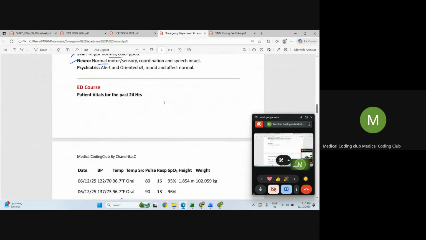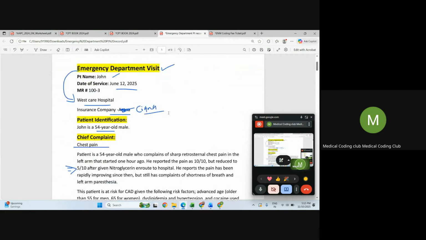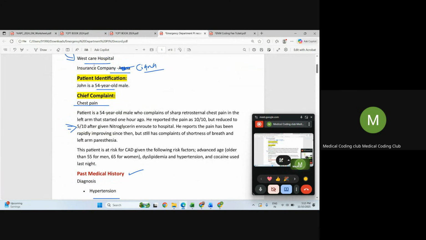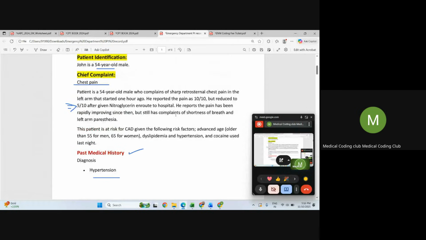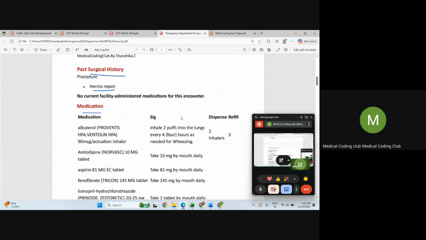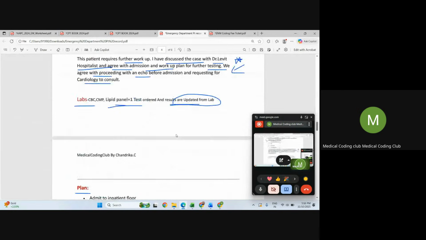Once again, this is a real-time medical record. As I said, I have just made changes in the insurance and the name, so it should not be like a real medical record. That's it. This is how we will code the ED reports.